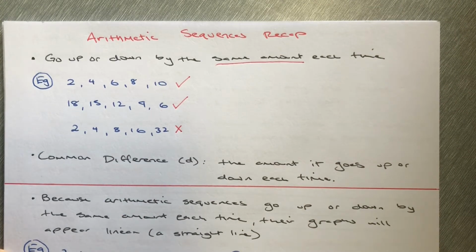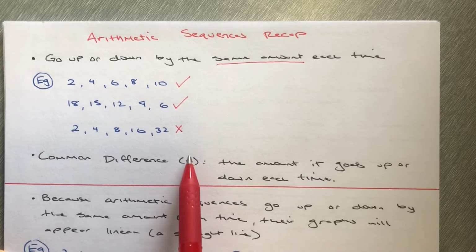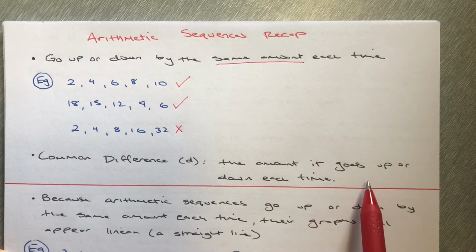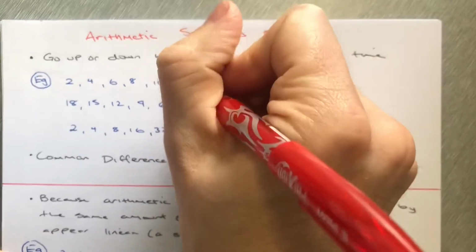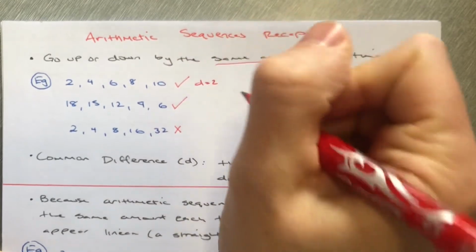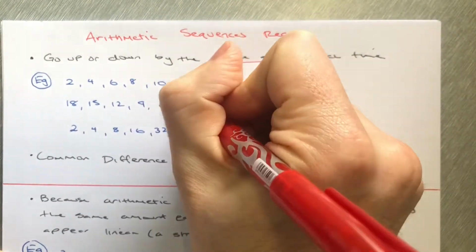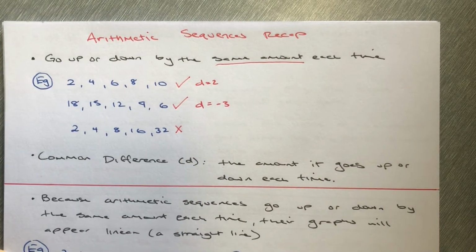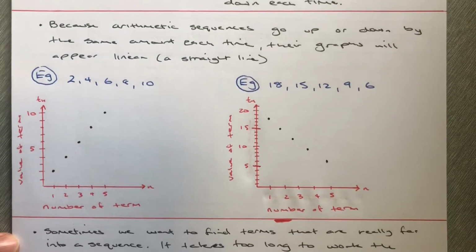Now, one of the really important parts of arithmetic sequences is the common difference, and they use the letter D to symbolize it. It's the amount that it goes up or down each time. So this one here, that was going up by 2 each time, so D would be 2. This one here was going down by 3 each time, so D would be minus 3 because it's going down by 3.